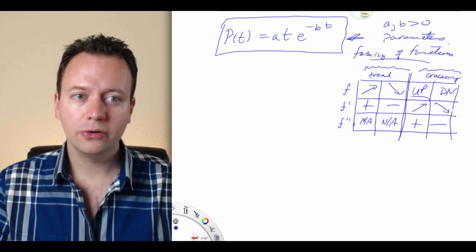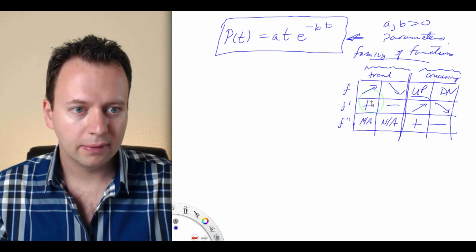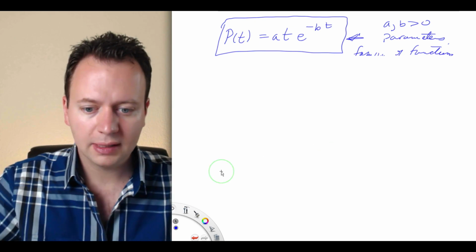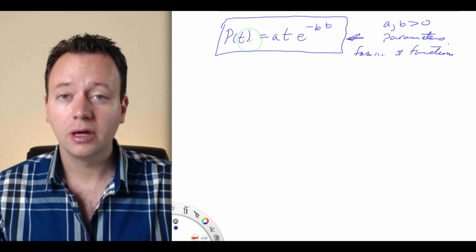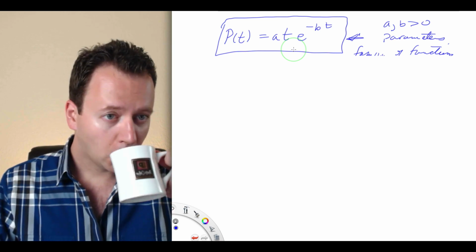Okay, so we're going to use this information to figure out the shape of the graph. And I'm going to make some room here. In order to do this, we're going to need to look at the first derivative and the second derivative of the function p of t.